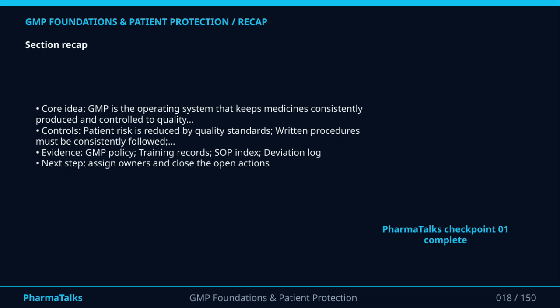As a next step, it's important to assign responsible owners to any open actions and close them promptly to maintain confidence in the process. With that, we've completed PharmaTalk's Checkpoint 1, moving closer to a solid understanding of how GMP protects patients through reliable manufacturing practices.